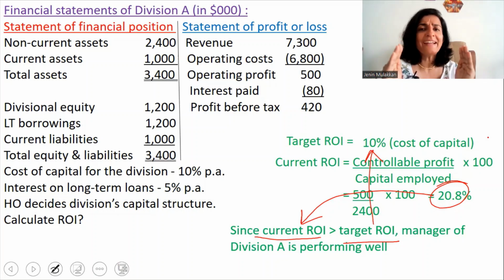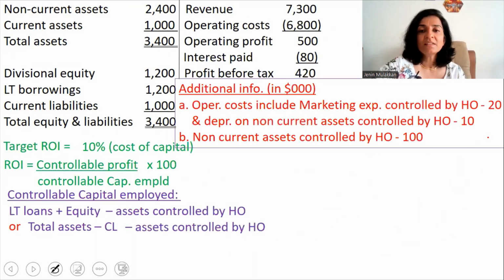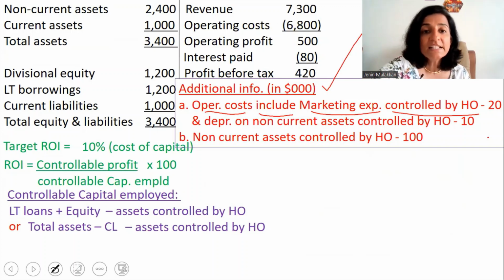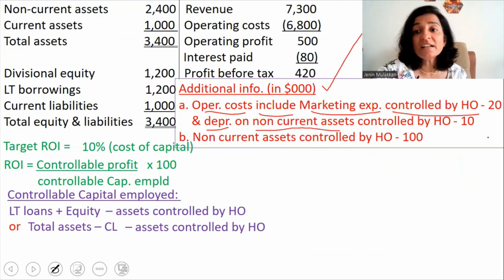Now we will add a few more items to this question so that we will get an idea of how to deal with non-controllable expenses and income. So continuing the same problem, this is the additional information. Operating costs include marketing expenses controlled by head office. Any expenses controlled by head office will be specifically given in the question. So here again, it is specifically given. And depreciation on non-current assets controlled by head office is 10. So there are two non-controllable expenses.